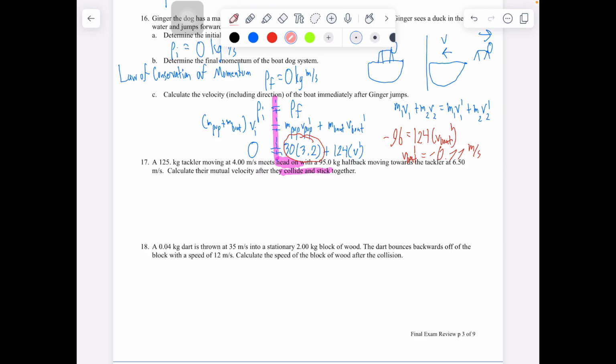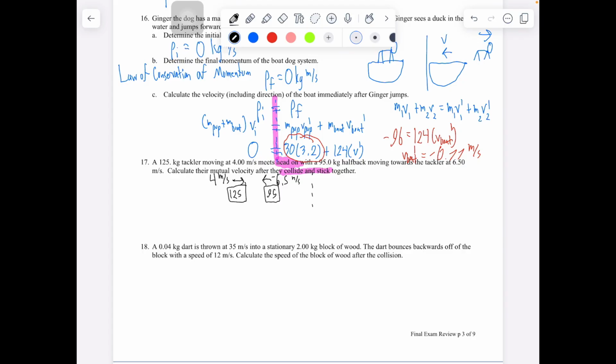If we draw out a little picture, and I'm just going to treat them as squares. That way, it makes it a little bit easier for me to label everything. Here is our 125 kilogram tackler. They are moving 4 meters per second. They're meeting head on. That means the halfback is moving the opposite way. They're moving 6.5 meters per second. And in fact, this would be negative since they're moving the opposite direction to the left.